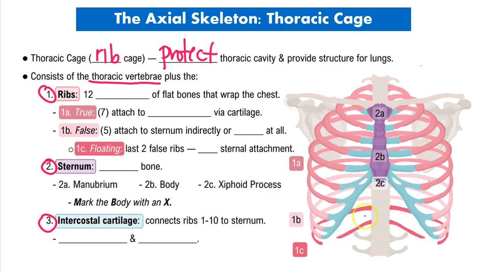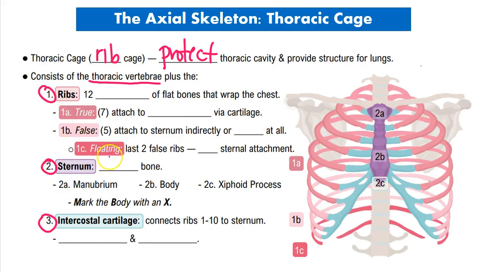Let's orient ourselves here. First, we see our scapula or our shoulder blade. Then we see our clavicle. We have the sternum here, and we have all the ribs surrounding it. And then we have our thoracic vertebrae here. Okay, folks? Now, the ribs are broken into 3 different types: true ribs, false ribs, and floating ribs.